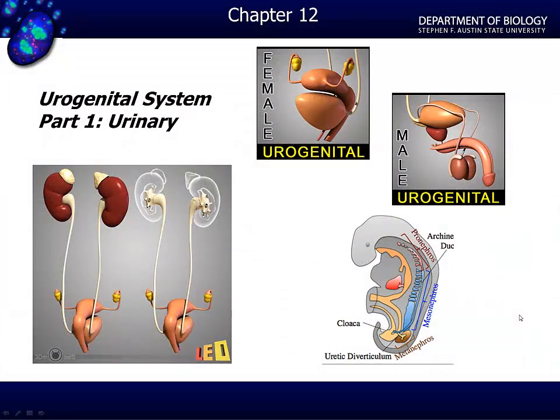Welcome to the first podcast on the urogenital system. And in part one, we're specifically going to be looking at the development of the urinary tract and urinary organs and glands that are involved in the production of our liquid waste.